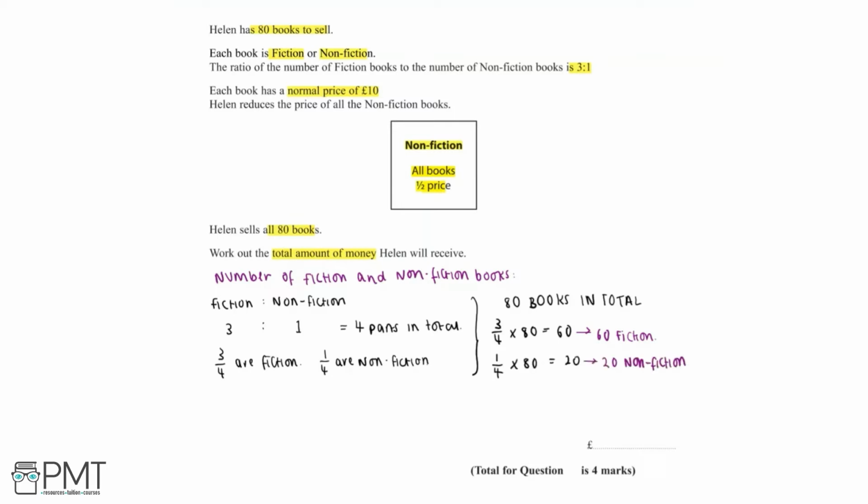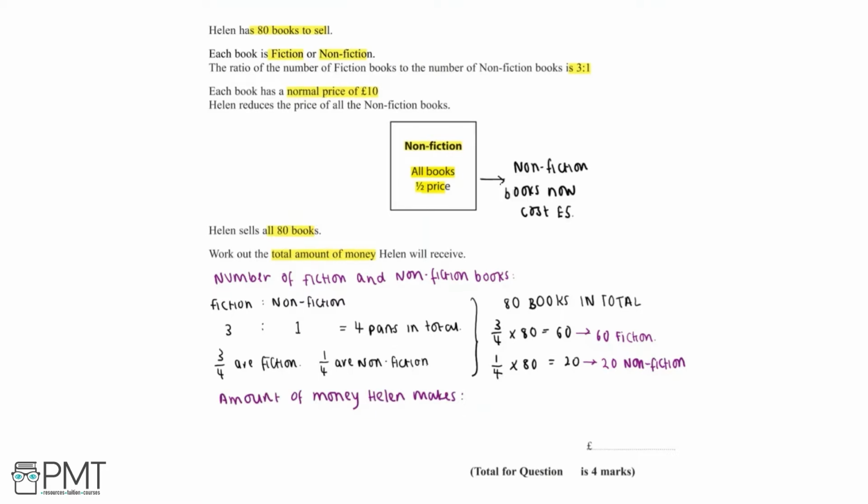Now that we've found out the number of fiction books and non-fiction books, we need to work out the amount of money that Helen makes. We're told that each book has a normal price of £10, but the price of the non-fiction books are now half price, which means that the non-fiction books now cost half of £10, which is equal to £5.